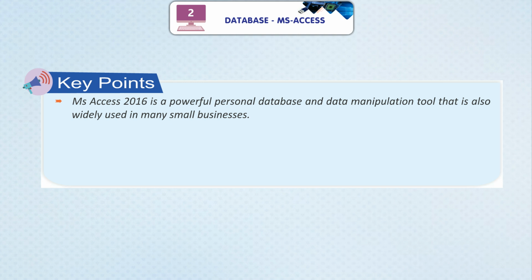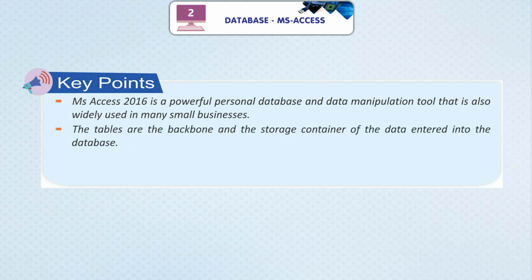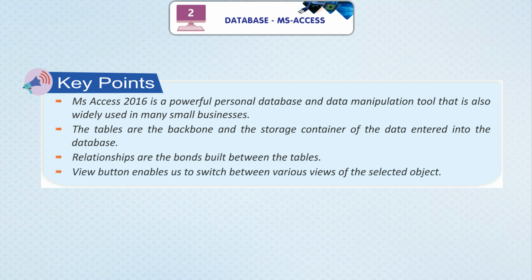Key points. MS Access 2016 is a powerful personal database and data manipulation tool that is also widely used in many small businesses. The tables are the backbone and the storage container of the data entered into the database. Relationships are the bonds built between the tables. View button enables us to switch between various views of the selected object.